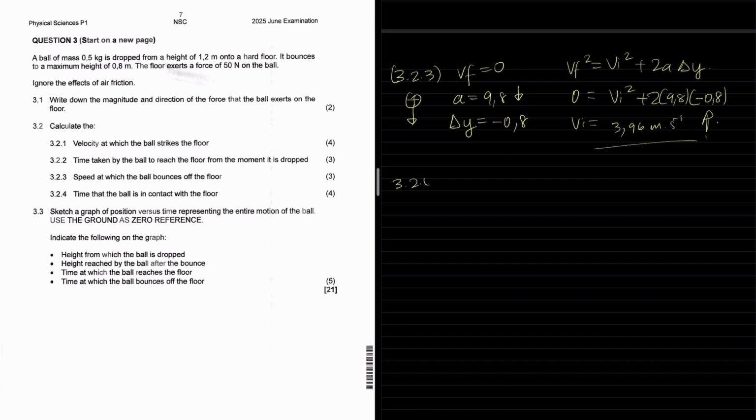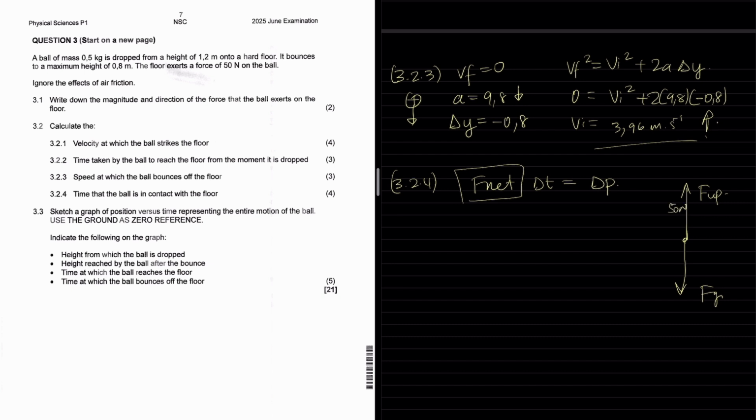Question 3.2.4, calculate the time that the ball is in contact with the floor. So we want the contact time. So to get contact time, we can use the equation F net delta t is equal to delta p, where delta t is our contact time. Now we don't know what F net is. So let's draw a free body diagram just quickly on the side here. When the ball hits the ground, there's two forces acting on it. There's the force of gravity and there's the force upward. That's the force of the ground on the ball. They told us that that is 50 newtons.